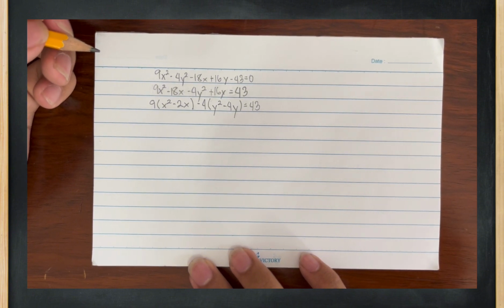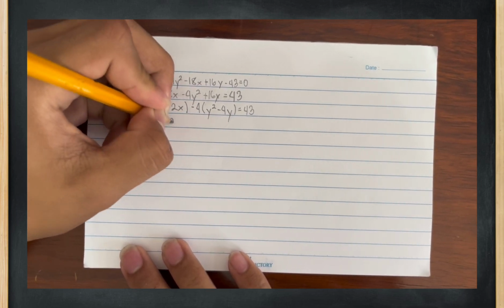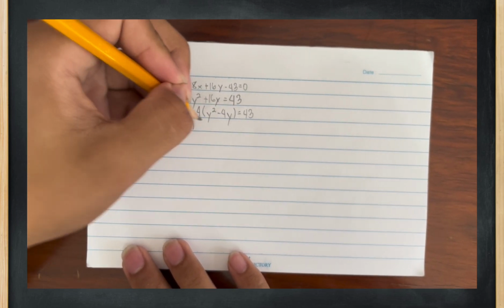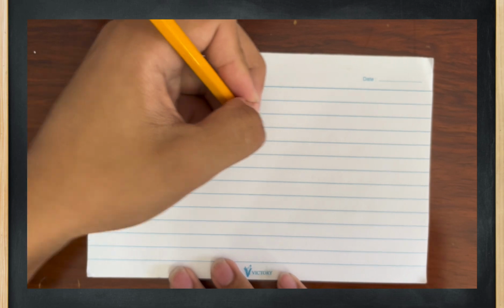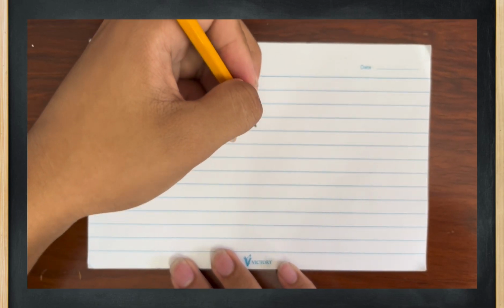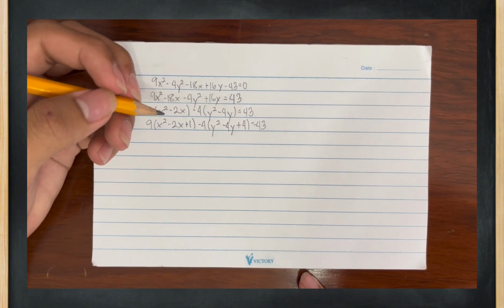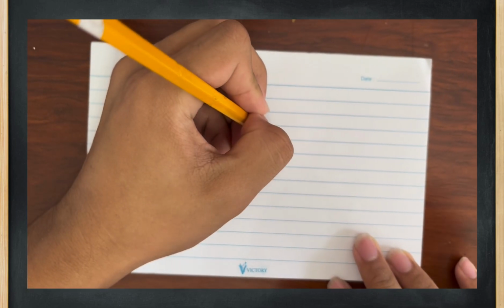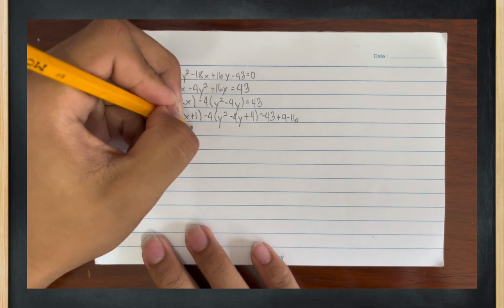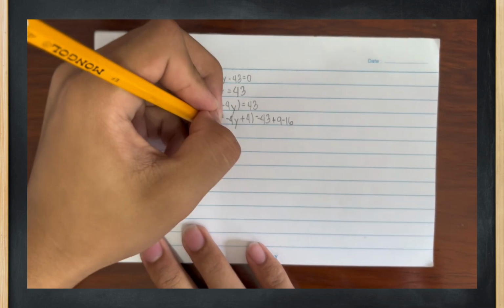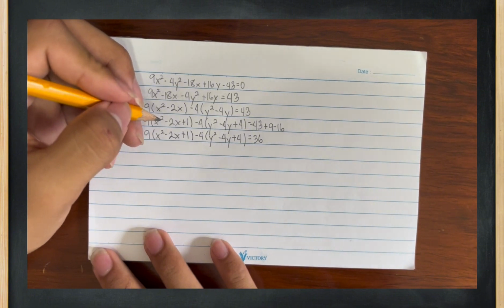And then the third is to complete the square for the x and y terms. Fourth is to distribute and combine the constant to the right side. And then simplify the equation.